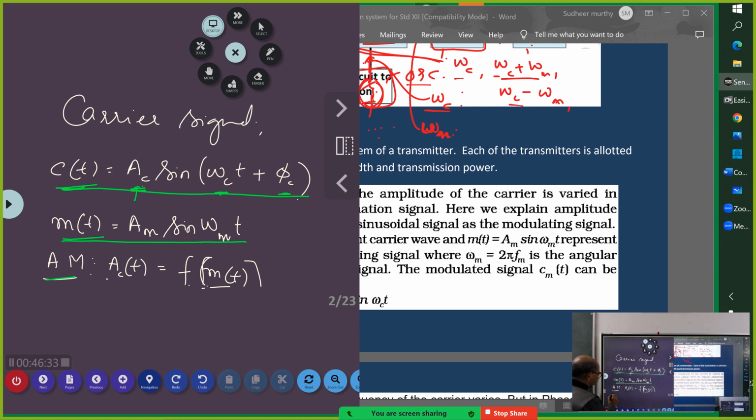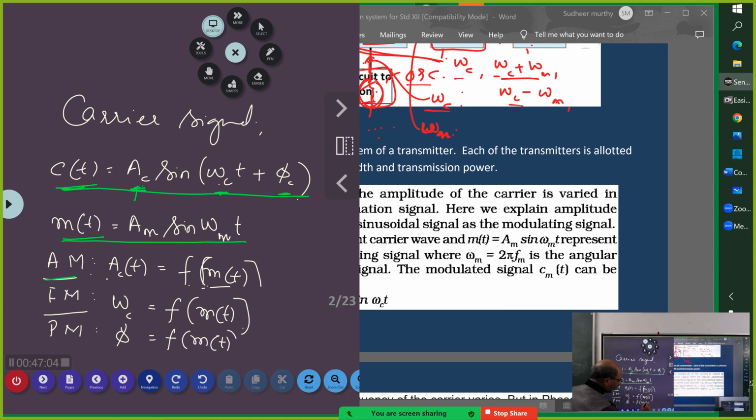There is another thing called frequency modulation. In this, omega c will now become a function of the amplitude of the modulating signal. And there is another thing called phase modulation, where the phase of the signal is varied according to the amplitude of the modulating signal. Correct? So we get amplitude modulated wave, frequency modulated wave, phase modulated wave. I'll give you some more details on this. But right now, if you have any question here, you ask.